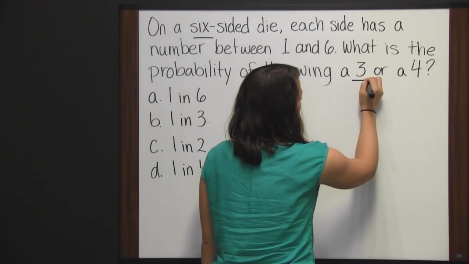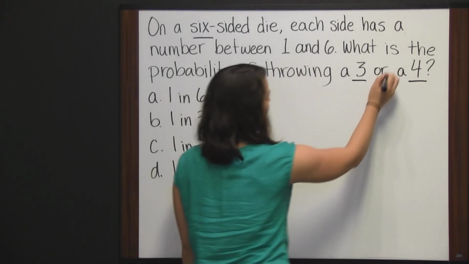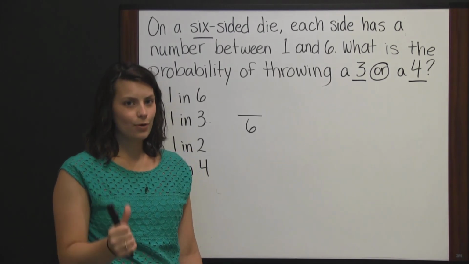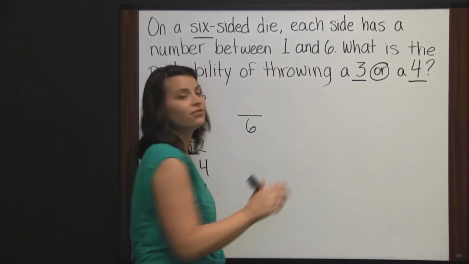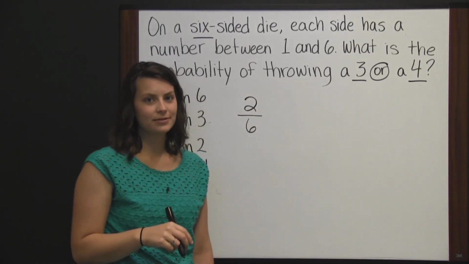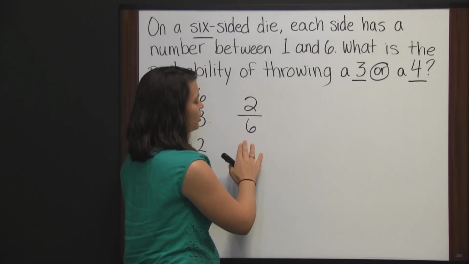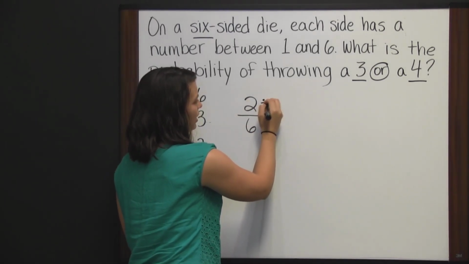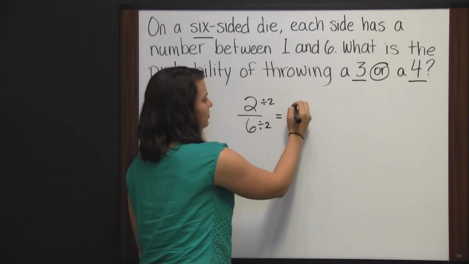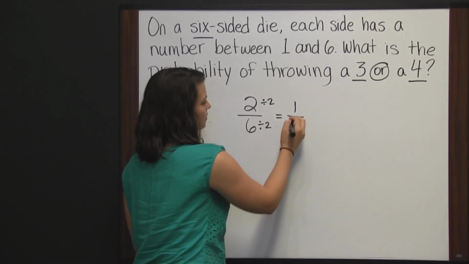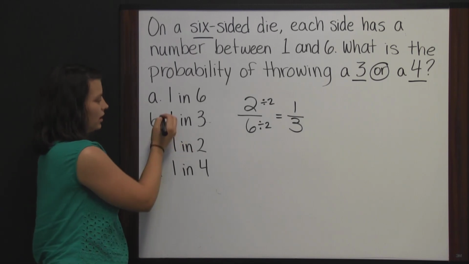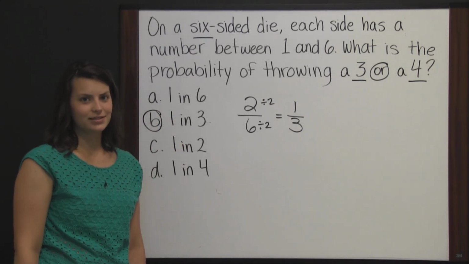We want to know what the probability of throwing a 3 or, and that is a key word, 3 or a 4. So if it lands on either one of those, we're good. So that's two different numbers that we could land on out of our 6 different numbers. And then of course we can simplify our fraction by dividing the numerator and the denominator both by 2. 2 divided by 2 is 1, and 6 divided by 2 is 3, so it's 1 in 3. Or, written like this, a 1 in 3 chance.